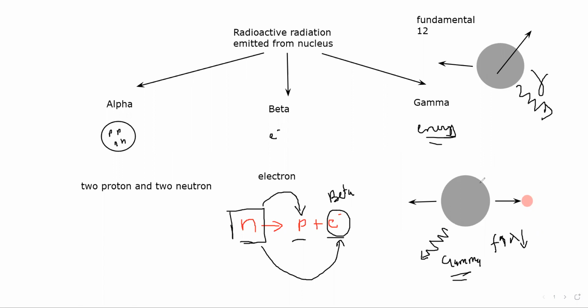Gamma is always there, even with alpha. That's why, when you have a radioactive source and the nucleus is unstable, it is continuously emitting gamma. But gamma is not a particle, it is the energy released. So you have mostly gamma radiation continuously coming out from the source.